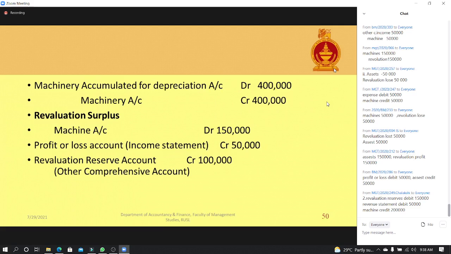So you have to write correct description with correct amount for both entries, because these marks go to double entry, not single entry. So be careful when you are writing double entries at the examination.